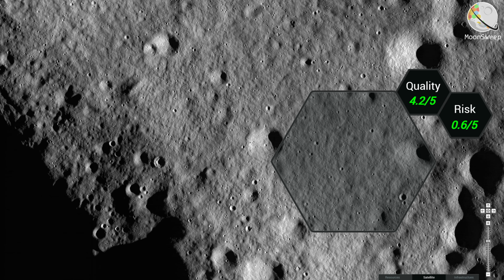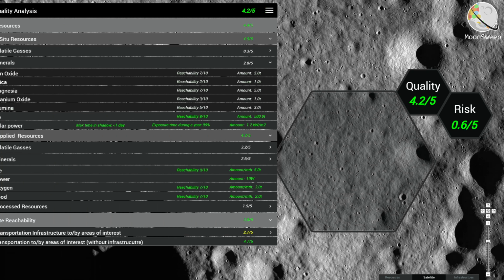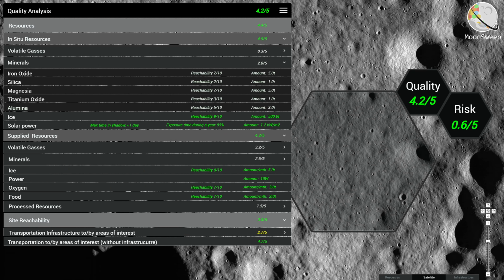After the user's query, the software will start a search for locations that satisfy the construction requirements while minimizing a cost function, which depends on quality and risk parameters. In this example, we can see a possible site near the Shackleton crater on the South Pole. The best options are returned to the user. He can now consult the analysis of both quality and risk.